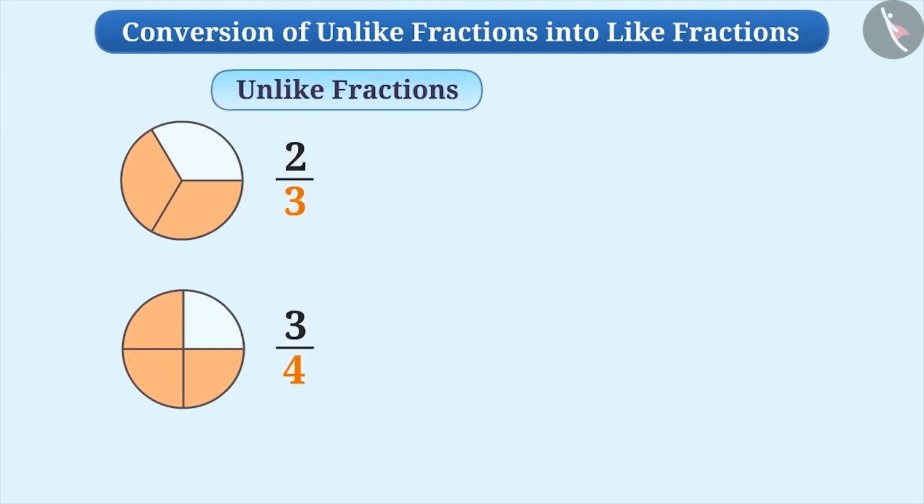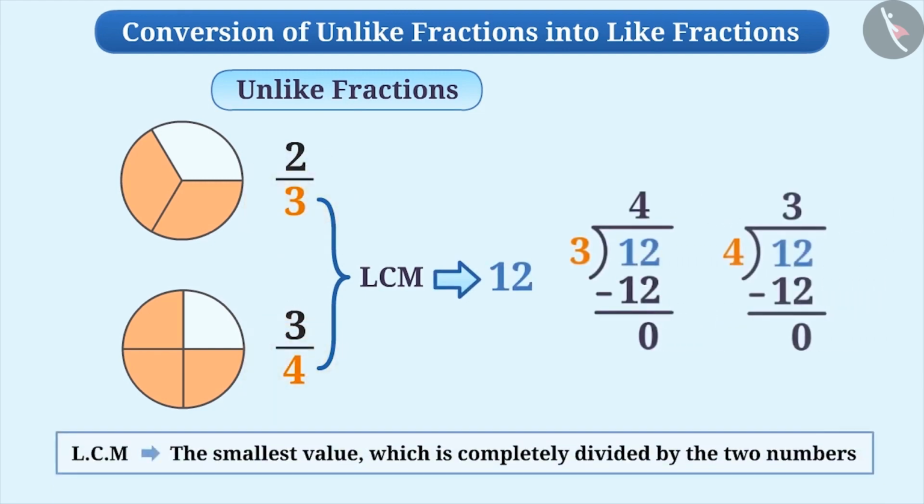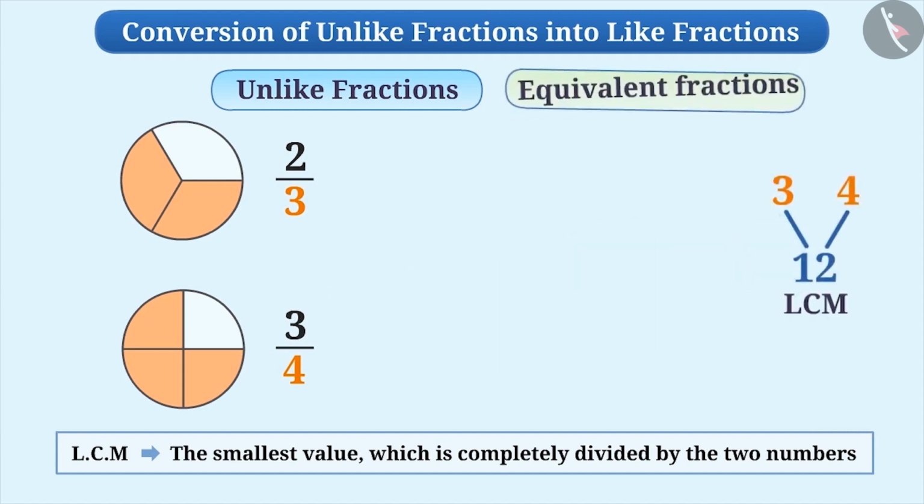To convert them into like fractions, first, we calculate the LCM of the denominators of both fractions. The LCM of two numbers is the smallest value which is completely divided by the two numbers. Here, the LCM of denominators 3 and 4 is 12. We now find the equivalent fractions of both the fractions whose denominator will be the LCM.